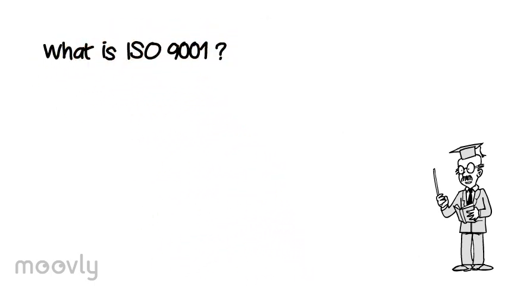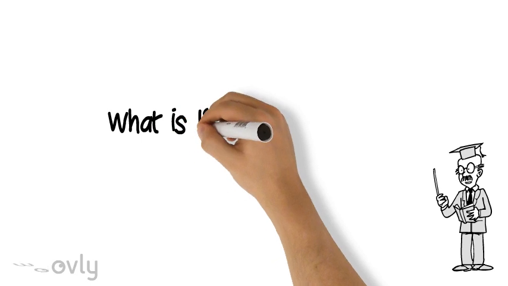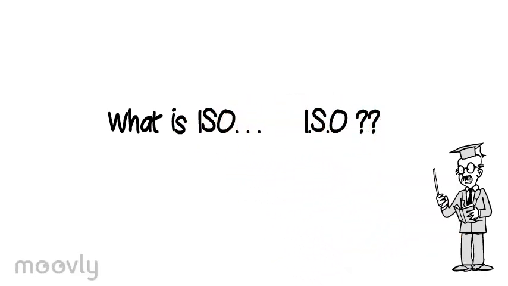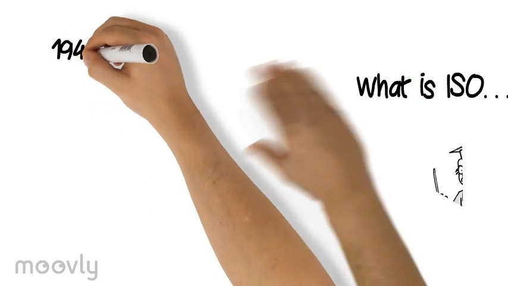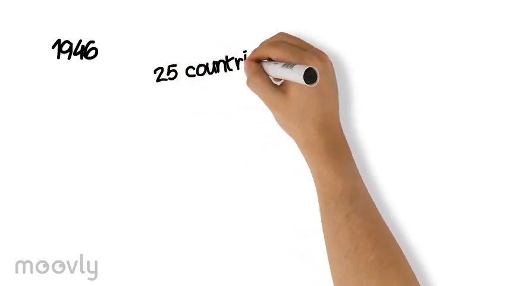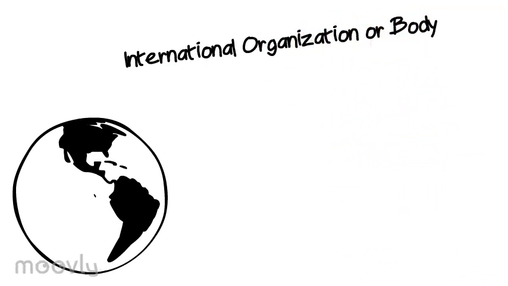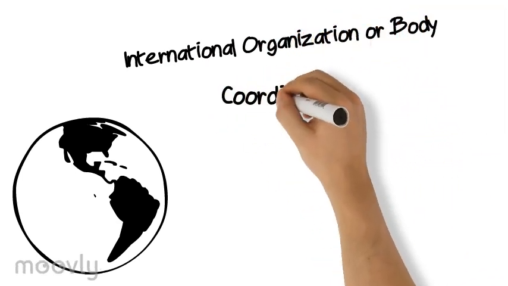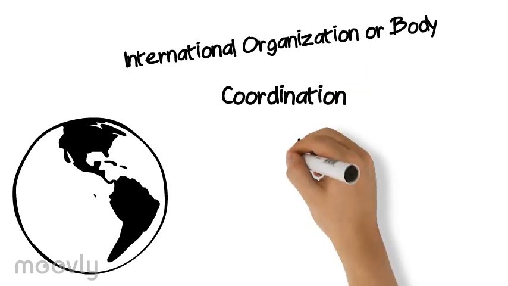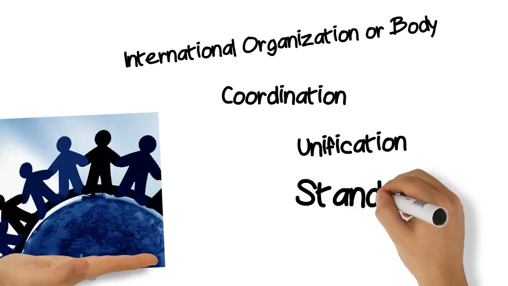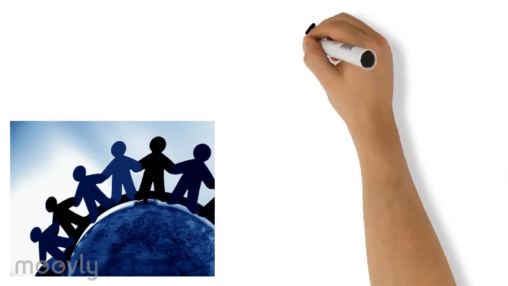What is ISO 9001? Well, first you need to ask, what is ISO? The organization known as ISO began informally in 1946 when delegates from 25 countries met in London after the war and decided to create a new international organization for the purpose of having an international body to facilitate the international coordination and unification of industrial standards. In February 1947, the organization known as ISO officially began operations.